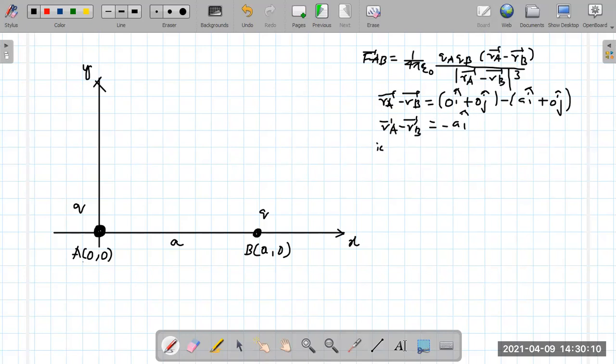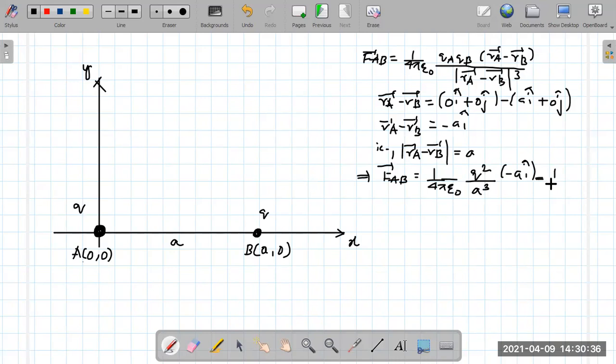So what's the magnitude of this? Magnitude of this will be simply A. Okay, so force on A due to B will be equal to how much? 1 by 4 pi epsilon naught Q1 Q2 (Q square) times vector minus A i cap by A cube. So you can write this as 1 by 4 pi epsilon naught Q square by A square in minus i cap direction.